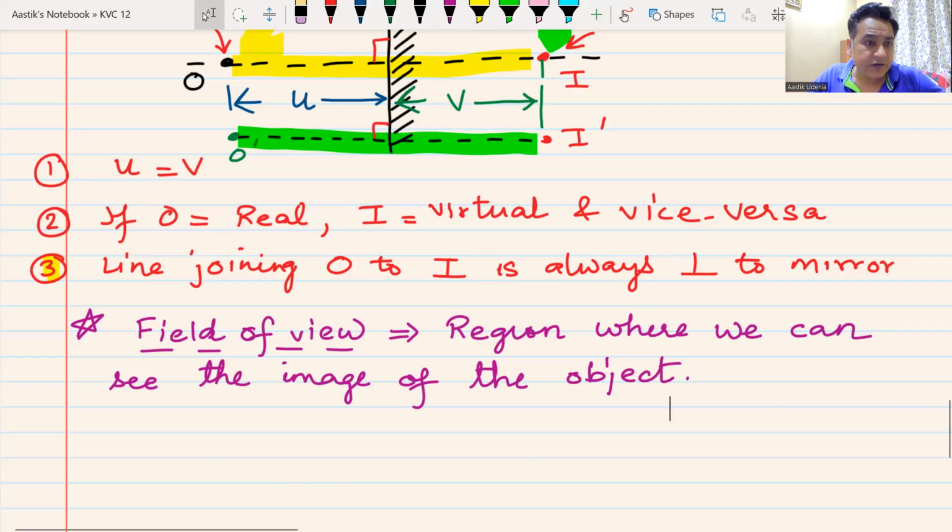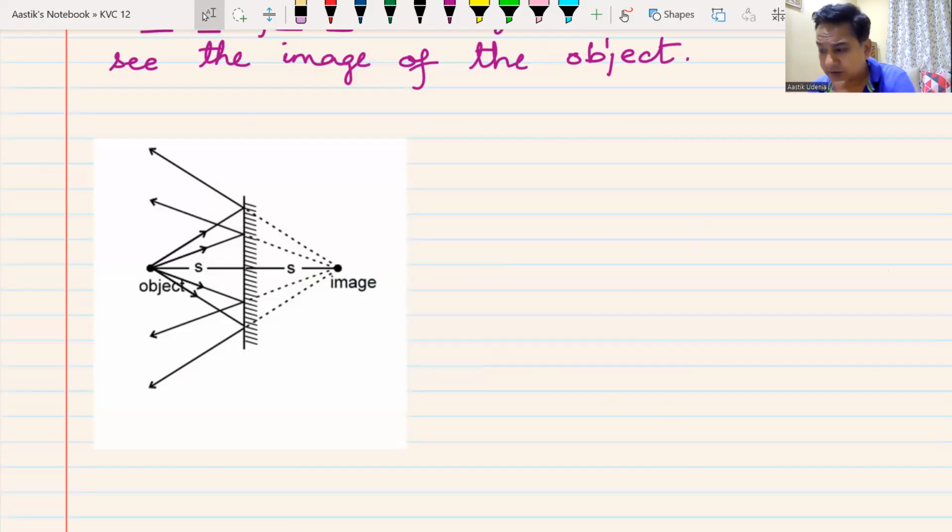Now, if I show you this, let me just put it here. I hope you can see this, beta. This is the same diagram, but it's drawn correctly. So as you can see, here is the object, here is the image. The same thing is applicable: object distance and image distance are both the same. Object is on this side, image is on that side. Object is real, image is virtual.